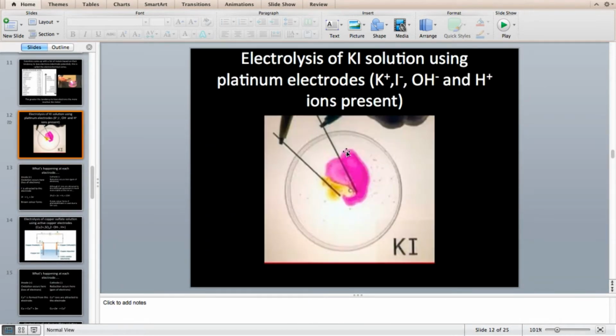Now, why we see a purple color here, girls, is because we actually have phenolphthalein indicator in this solution here, and that reacts with the OH minus ions to give a purple color. So at your cathode, you've got your OH minus ions forming and your hydrogen bubbles forming, giving this purple color here, and then you also get this brown color here, which is your iodine forming.